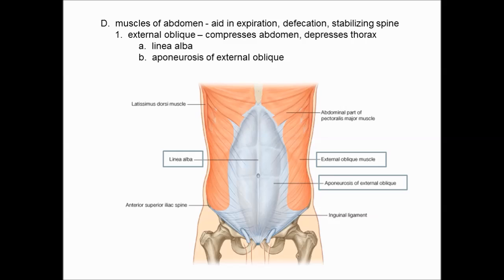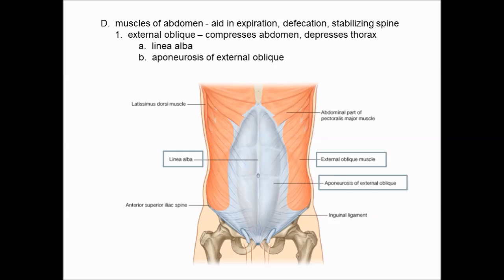But the outermost layer is called the external oblique, and as you see, it comes downward. It's an oblique angle. It comes downward from the posterior towards the anterior. It's called the external oblique, and it compresses the abdomen. It holds the abdomen in and depresses, pulls down on the thorax.